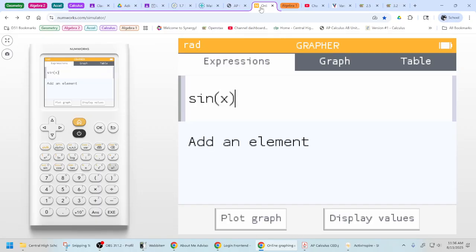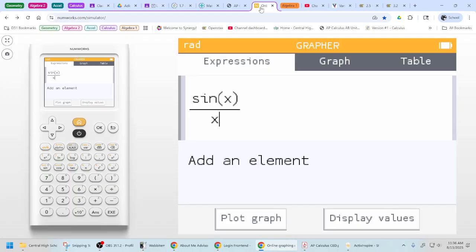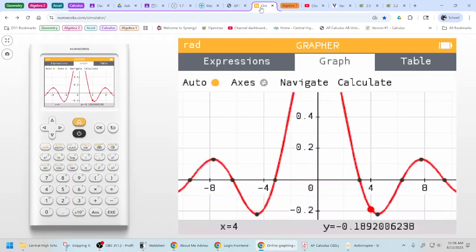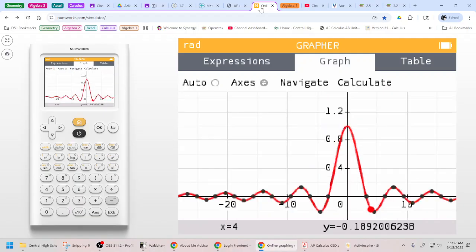Sine x over x. Don't you love how this thing does that? Fraction. Okay, here's a quick tip. On TIs, you go into window or into zoom and zoom out. Remember that? If you don't like the zoom, you can zoom in and out with the plus and minus button. Pretty cool, right? So there's that graph.